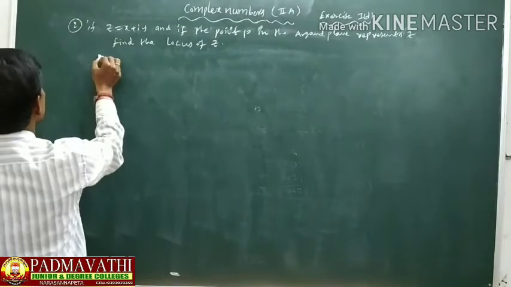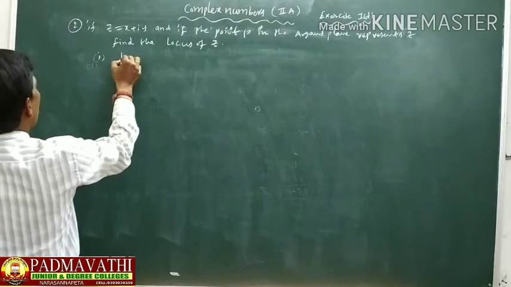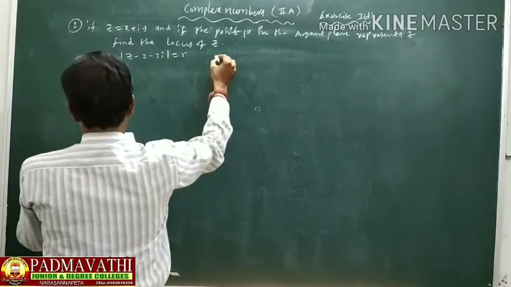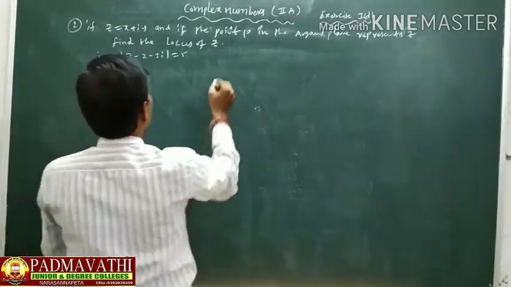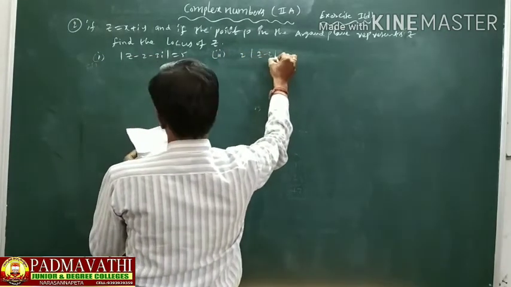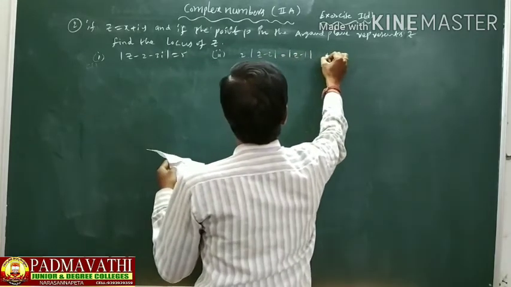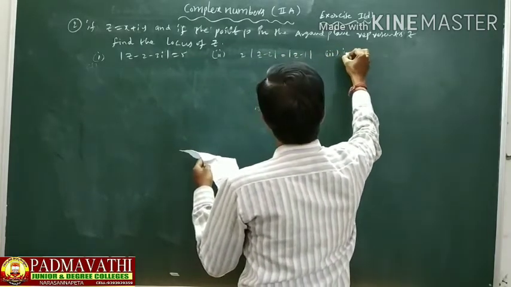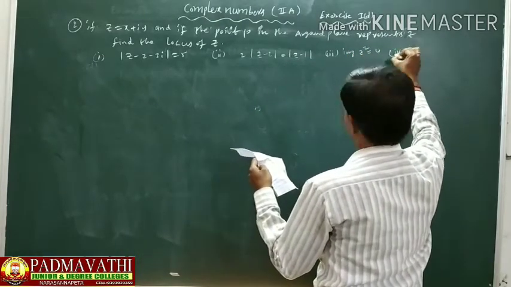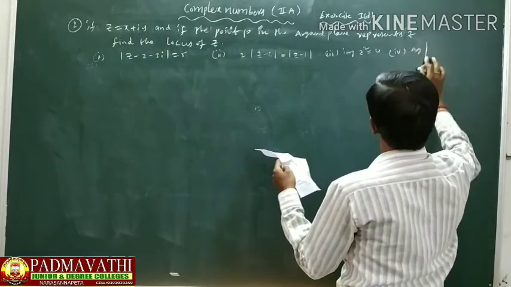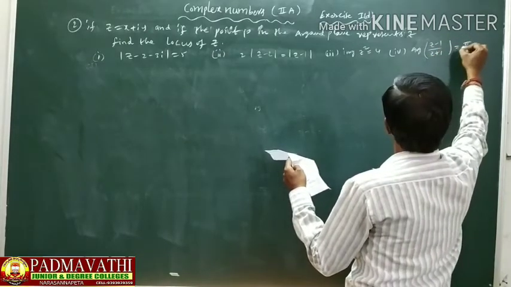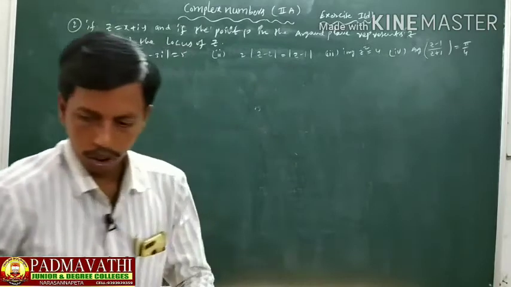The first one is mod of z minus 2 minus 3i equals 5. Second one is 2 into mod of z minus 2 equals mod of z minus 1. Third one is imaginary part of z square equals 4. Fourth one is arg of (z minus 1) by (z plus 1) equals pi by 4. Now let us solve.